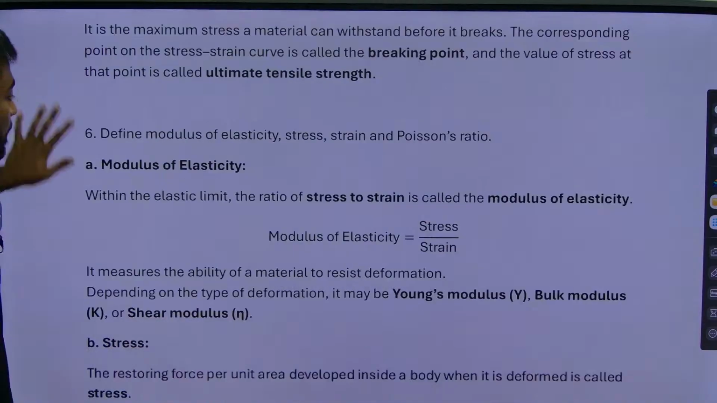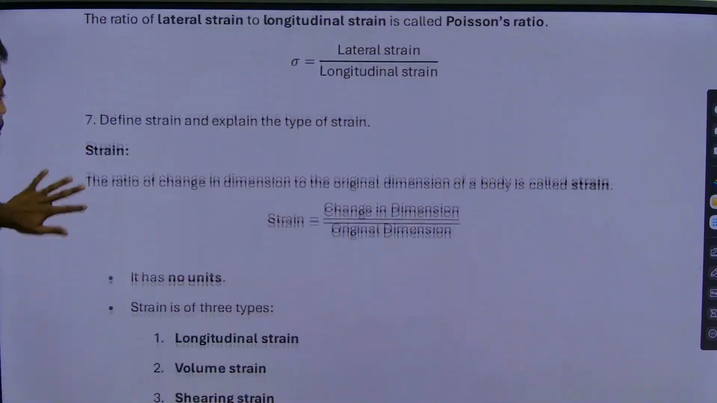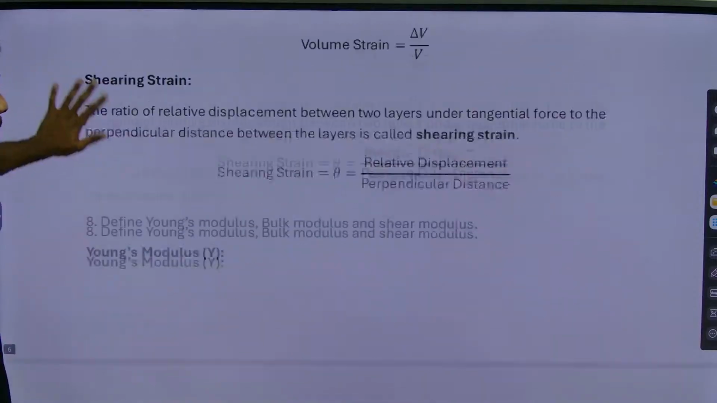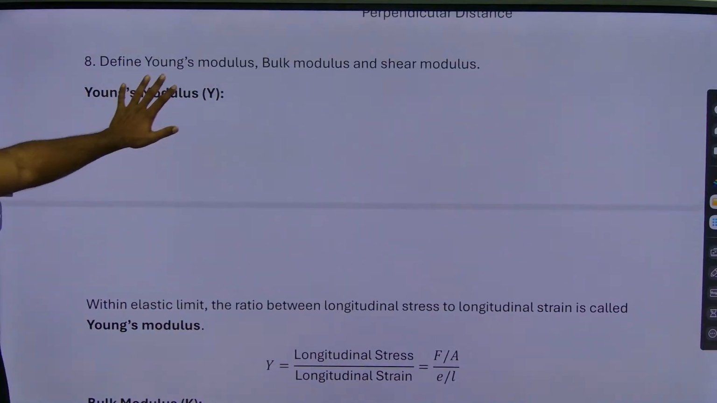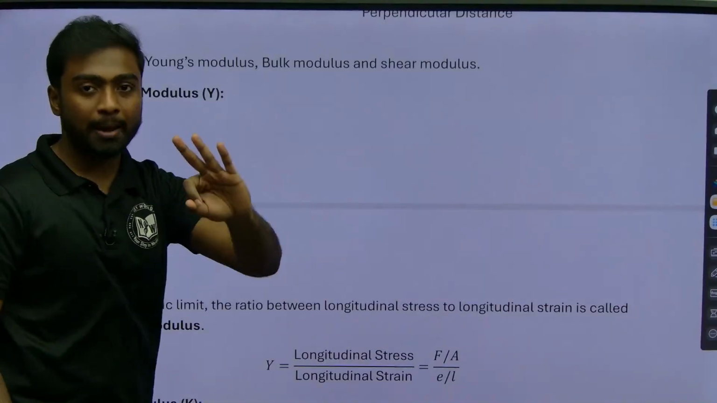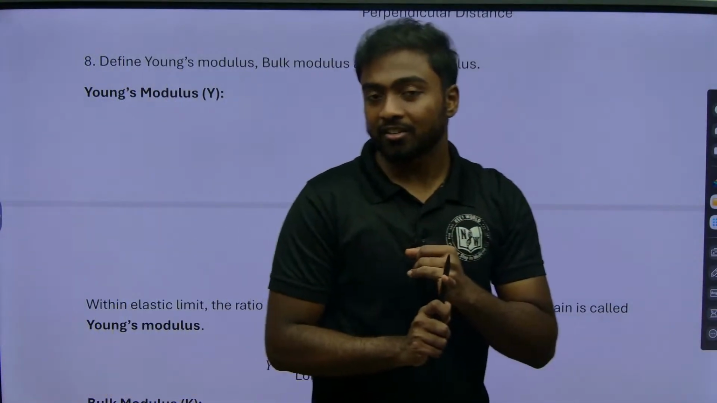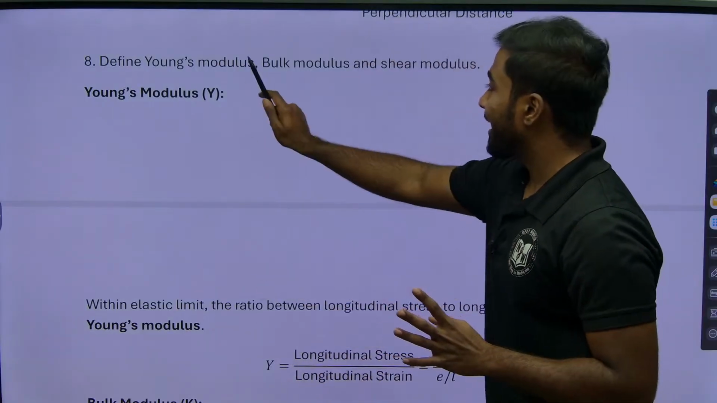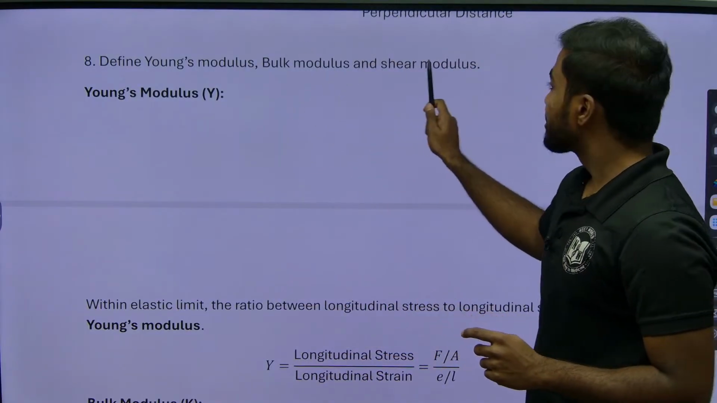Now we will go for the last question. What is the last question? It is types of modulus of elasticity, that is Young's modulus, bulk modulus, shear modulus. I have told 3 types now. Modulus of elasticity has 3 types: one is Young's modulus, bulk modulus, and shear modulus.